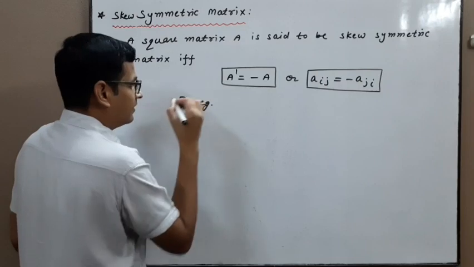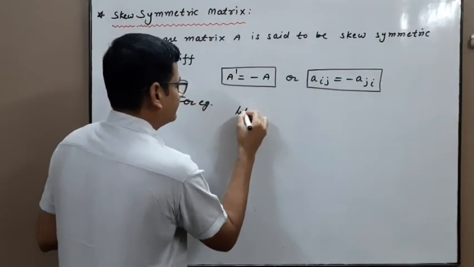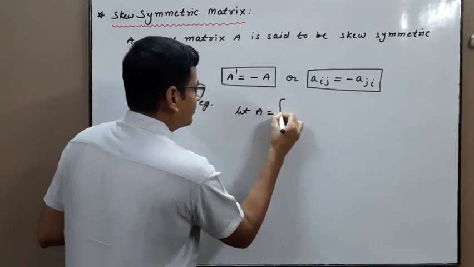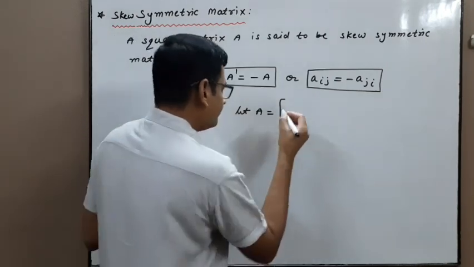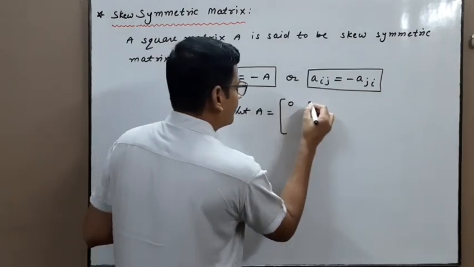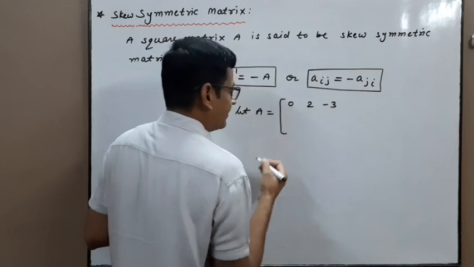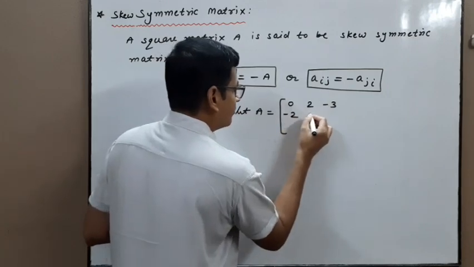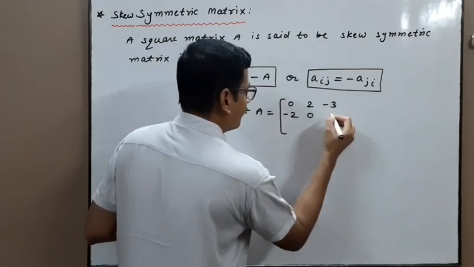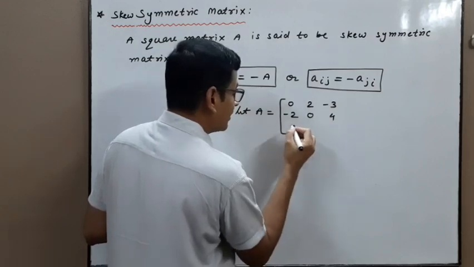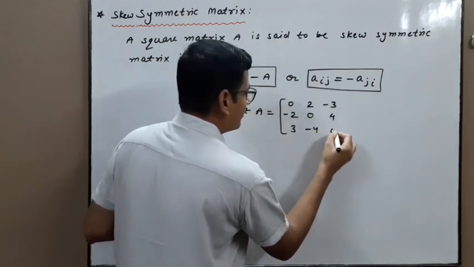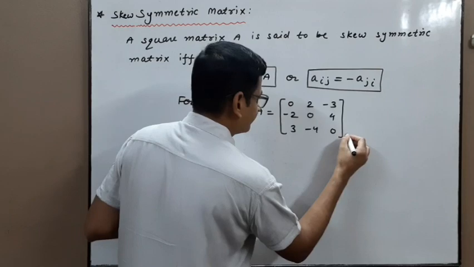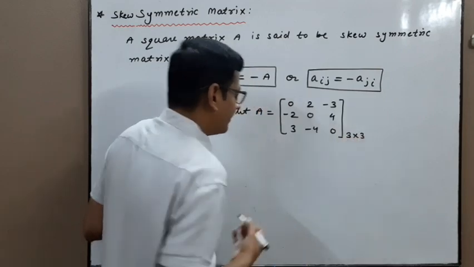For example, let A is equal to 0, 2, minus 3, minus 2, 0, 4, 3, minus 4, 0. This is a 3 by 3 matrix.